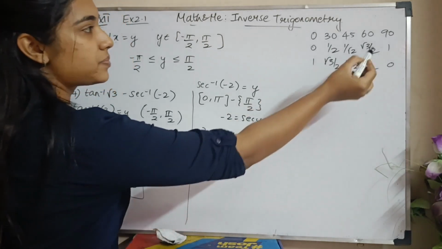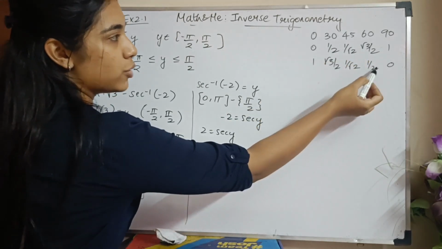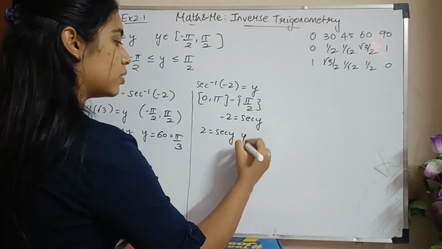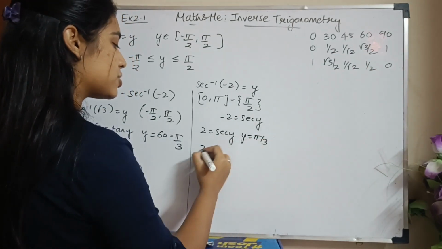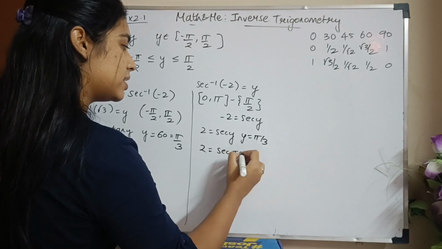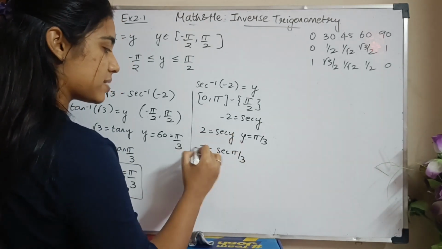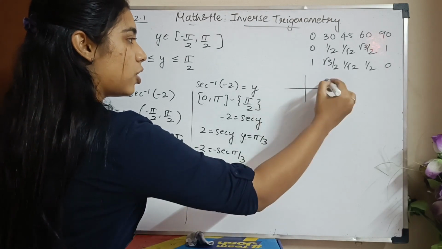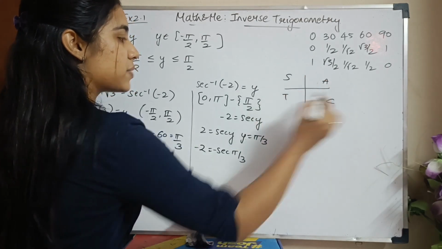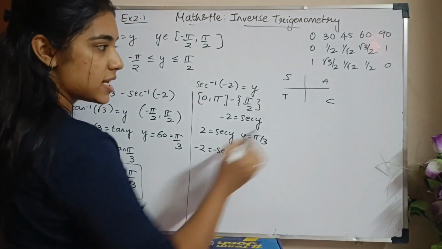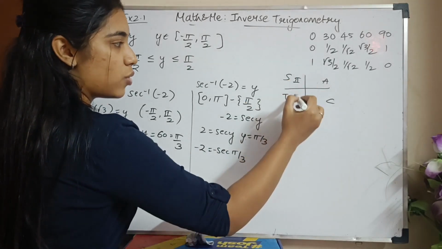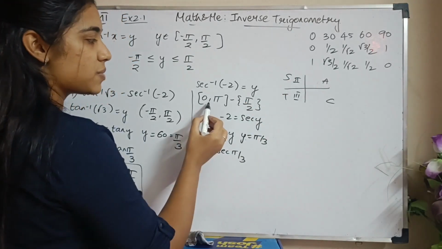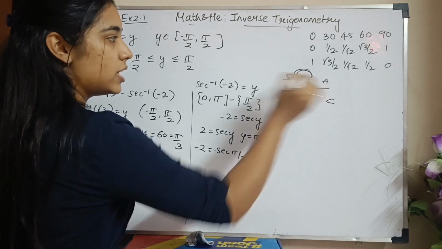Where is 2? The value of cos has to be 1 by 2. So 60 degrees. So y equals pi by 3. So I have 2 equals secant pi by 3. But you know that there is a minus sign. So minus, minus. In which quadrant is cos negative? All, silver, tea, cups. When you're dealing with secant, you can also look at cos. So cos is negative in my second quadrant and in my third quadrant. What is my range? 0 to pi. So I have to look at these two quadrants.